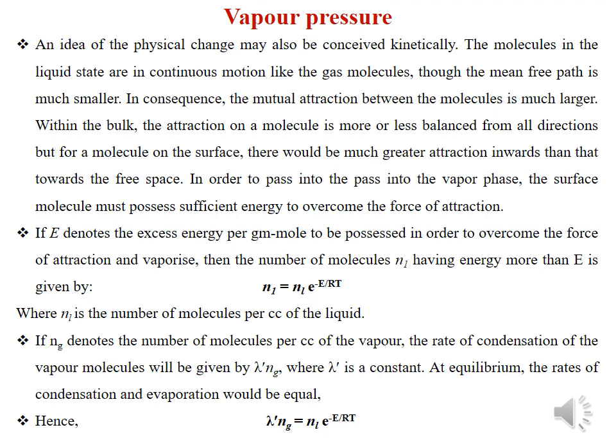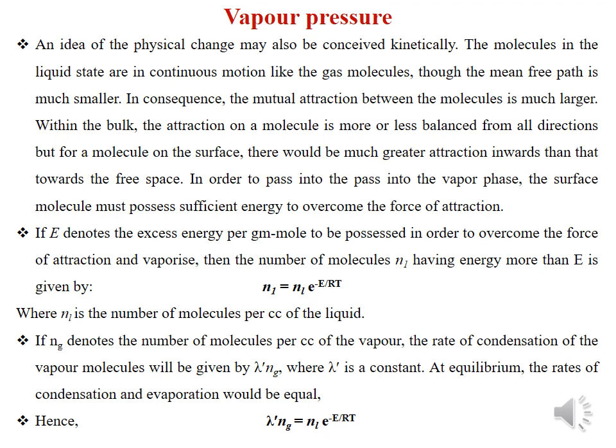The vaporization process can also be understood kinetically. The molecules in the liquid state are in continuous motion like the gas molecules, though the mean free path available to them is much smaller. In consequence, the mutual attraction between the molecules is much larger. Within the bulk, the attraction on a molecule is more or less balanced from all directions. But for a liquid molecule present on the surface, there will be much greater attraction inwards than towards the free space. So in order to pass into the vapor phase, a surface liquid molecule must possess sufficient energy to break this force of attraction.